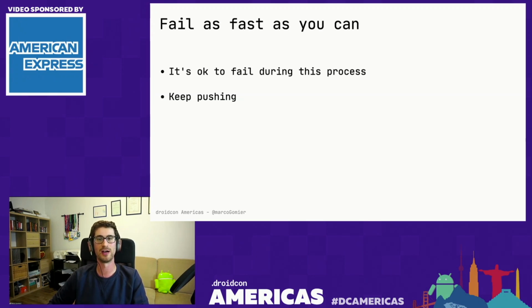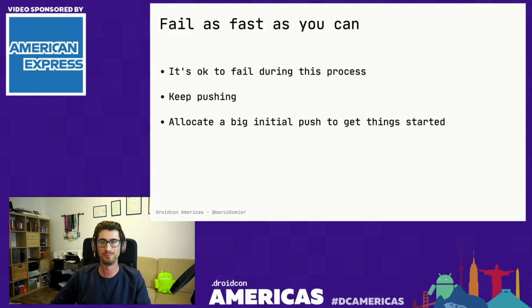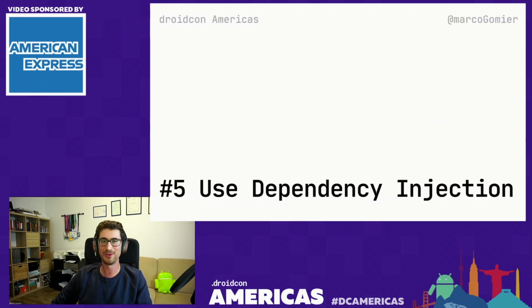So for this reason, I suggest you allocate a big initial push to start things and to understand how things work. With a big initial chunk, you will be able to get things started. And of course, the next tip is: use dependency injection and do not do things badly like we were doing before.